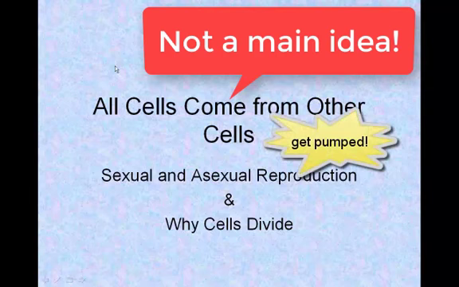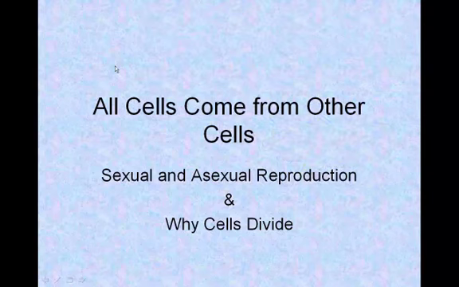If you remember from last unit, we talked about cell theory, and part of that was all cells come from other cells. So in this section, we're going to talk about the difference between the two types of reproduction and why cells divide.